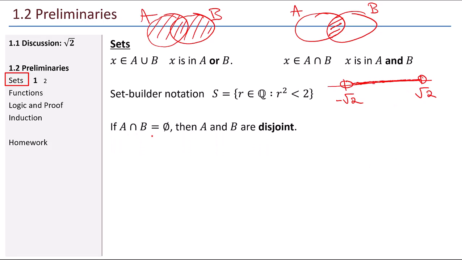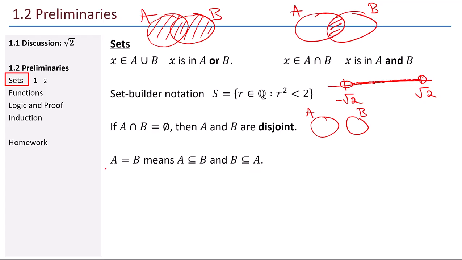If A intersect B is nothing, that is the null set or the empty set, then A and B are disjoint. It's this kind of situation here. Sets A and B have nothing in common. We call them disjoint. When I write A equals B as sets, that means that set A is contained in set B and set B is contained in set A.